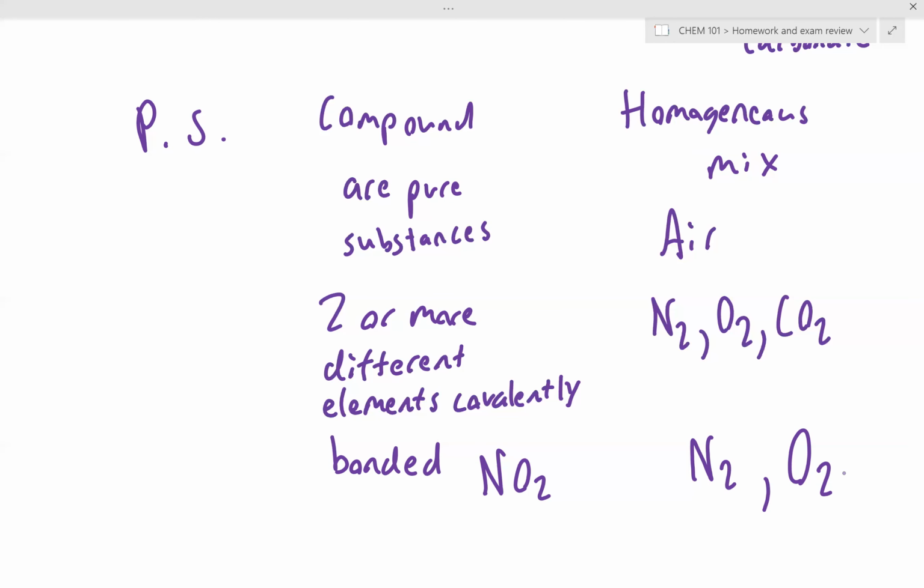And then a pure substance is either an element or a compound with fixed, definite composition.